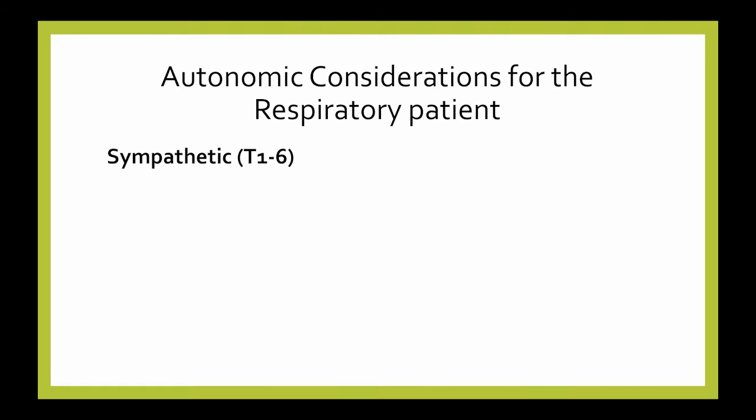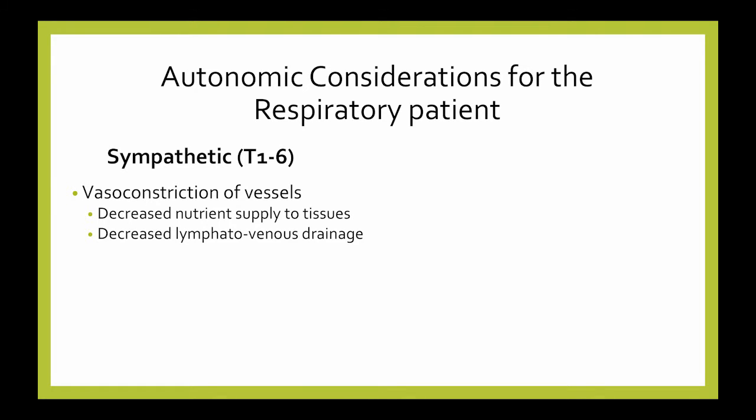When we're looking at our autonomic considerations for the respiratory patient, look at your sympathetics, primarily T1 to T6. Some things to consider: if they get overstimulated, you're going to have vasoconstriction of the vessels, which decreases nutrient supply to tissues and decreases the overall lymphatic and venous drainage system.